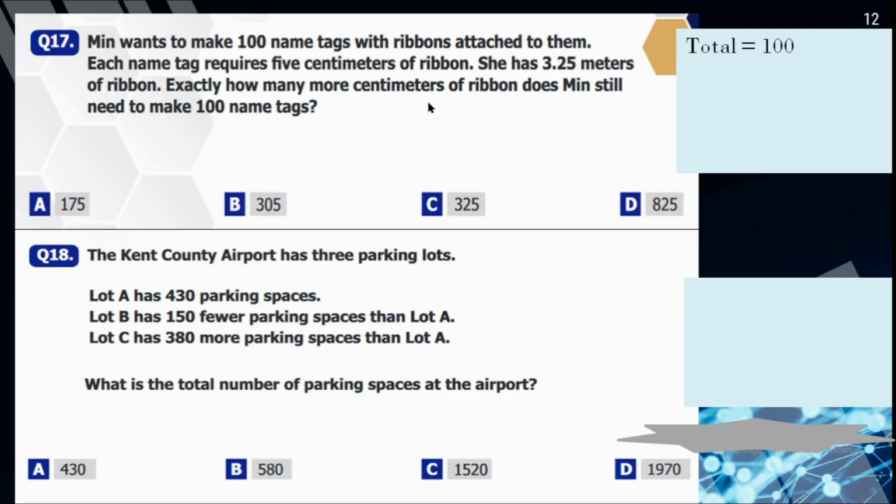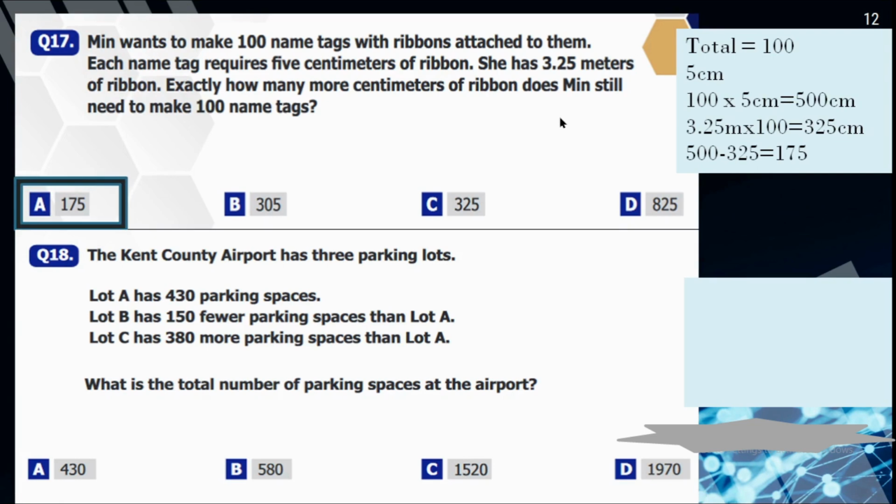So she wants to make 100 name tags and 5 centimeters is required for each name tag. So in total, she needs 500 centimeters of the ribbon. But presently she has 3.25 meters. We will convert this meter into centimeter. For that purpose, we will multiply it by 100. So the answer will be 325 centimeters. So to find out the required material, we will subtract the available material out of total. 500 minus 325, the answer is 175. So it means she requires 175 centimeters of the ribbon. So A is our answer.